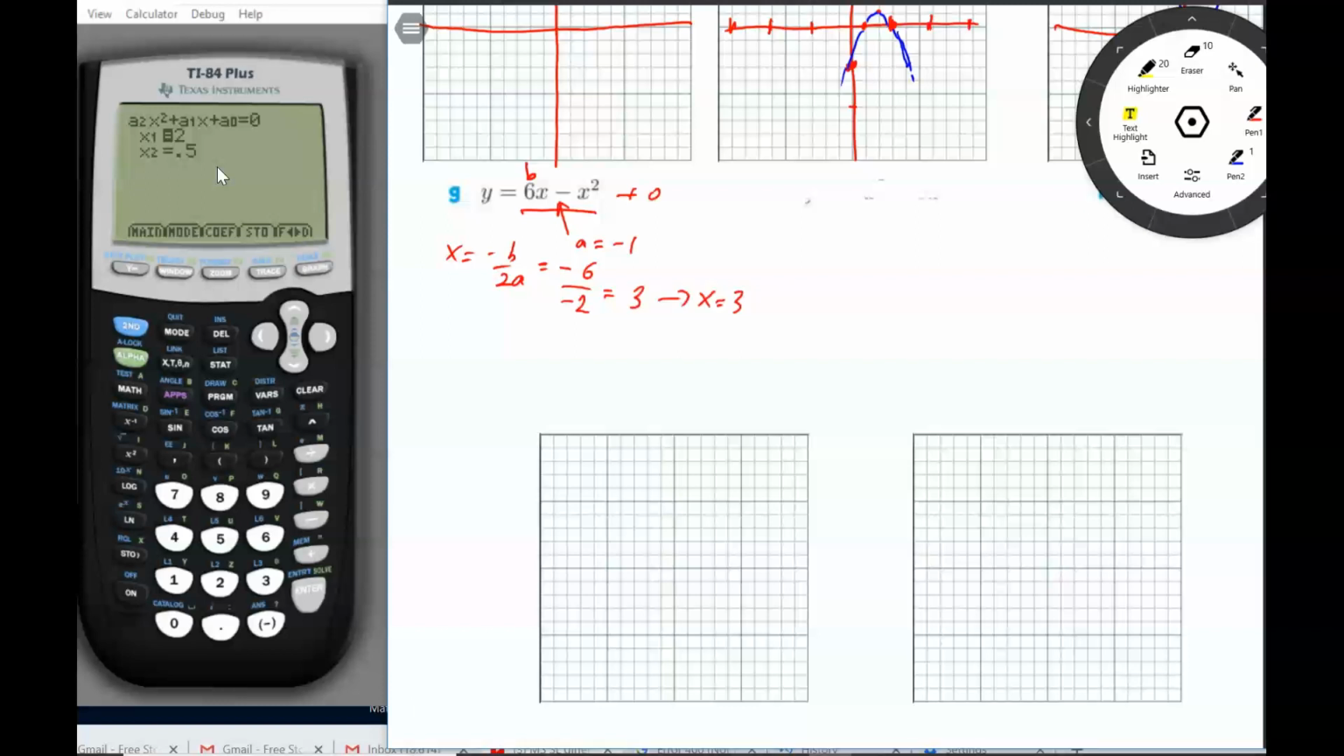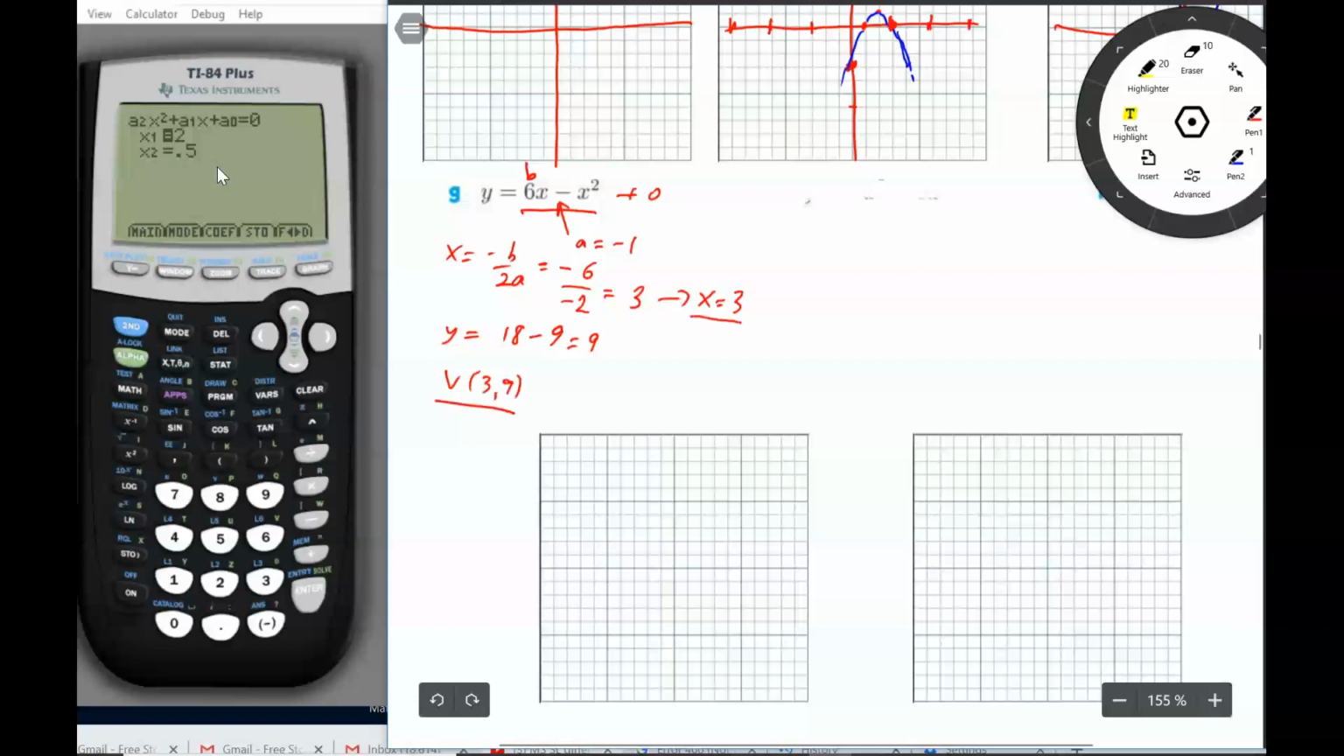Our vertex would be, if we plugged x equals 3 into the expression, we would get the y coordinate of the vertex. So it would be 6 times 3, which is 18, minus 3 squared, which is 9. And so our y coordinate of the vertex is 9, and our vertex is equal to (3, 9). And so we have our axis of symmetry, we have our vertex.